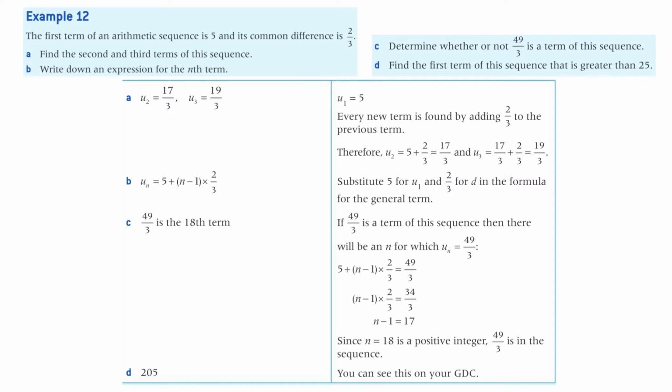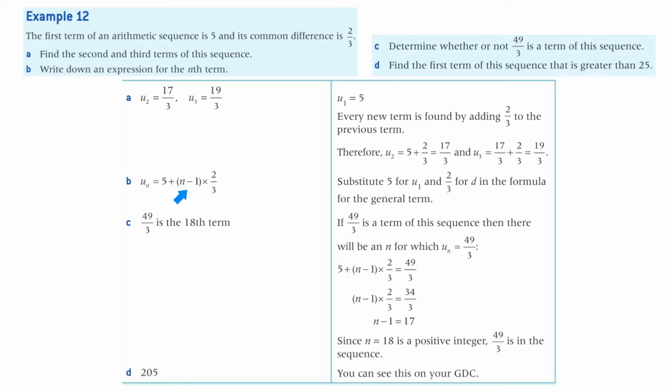Okay, let me just go through that again. The second term is the first term plus the d. The third term is the second term plus the d, and that's what they've done here. Or you could say the third term is the first term plus 2 of the d's, to get 19 on 3, and that's why they've got that.